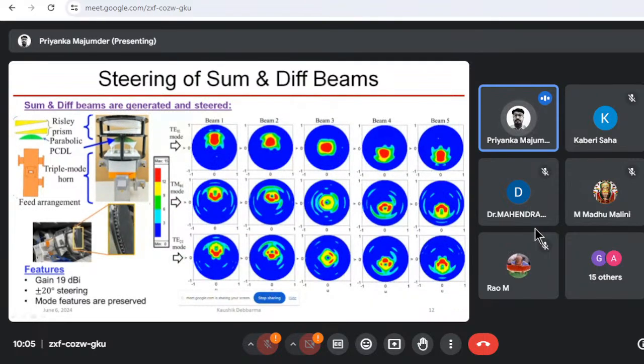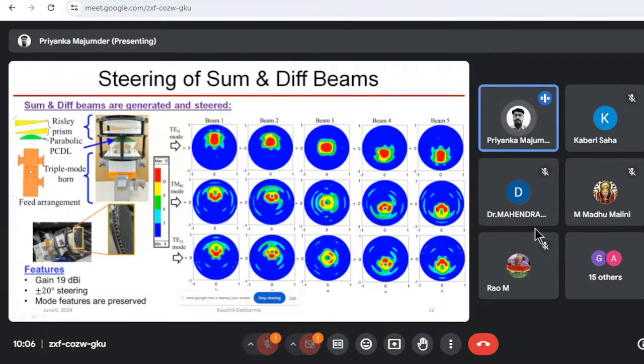Now, let's also see how our antenna is performing in steering. At the left, you see the same antenna with the simulated model, the actual prototype, and the gears and all. So we can see the beams, the T11 mode, which was the sum beam. We are trying to steer it from top to bottom. You can see the beam is slightly moving for beam 1, 2, 3, 4, 5, coming from top to bottom.